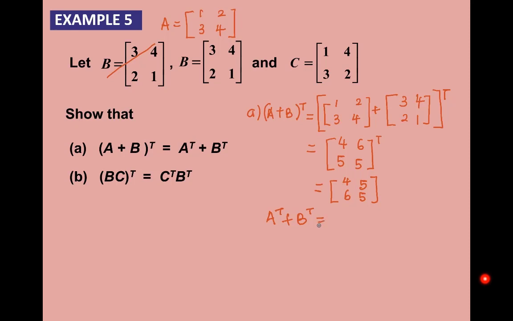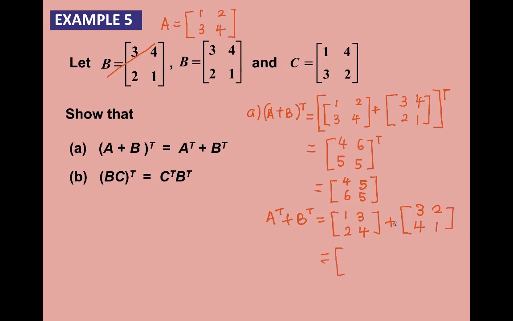Okay, so given matrix A is [1, 2; 3, 4], A transpose will be [1, 3; 2, 4]. Okay, so we're going to add it with B transpose. So B is [3, 4; 2, 1], so the transpose is going to be [3, 2; 4, 1]. Okay, let's try to add.